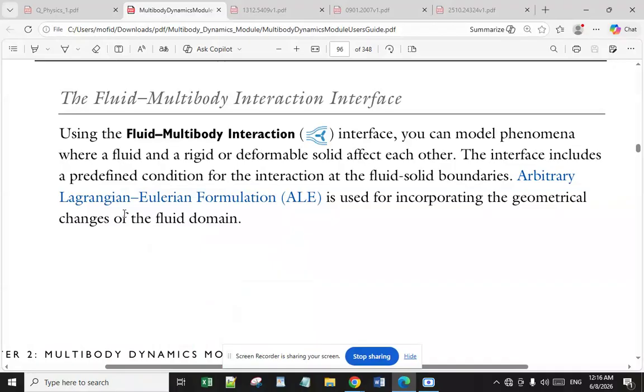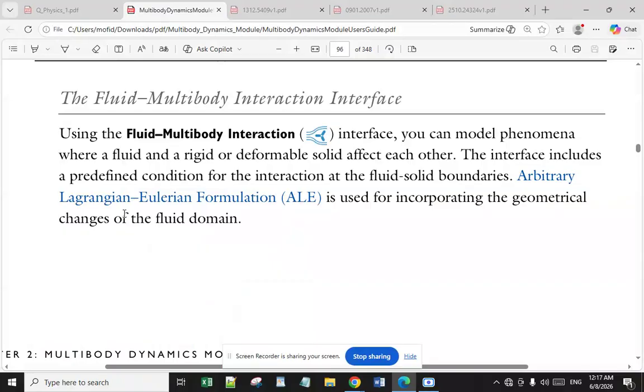Today I want to talk about the multibody dynamics module in COMSOL Multiphysics simulation software. Today I want to go to the fluid multibody interaction interface. Using the fluid multibody interaction interface, you can model phenomena where fluid and a rigid or deformable solid affect each other. The interface includes a predefined condition for the interaction and the fluid-solid boundaries.